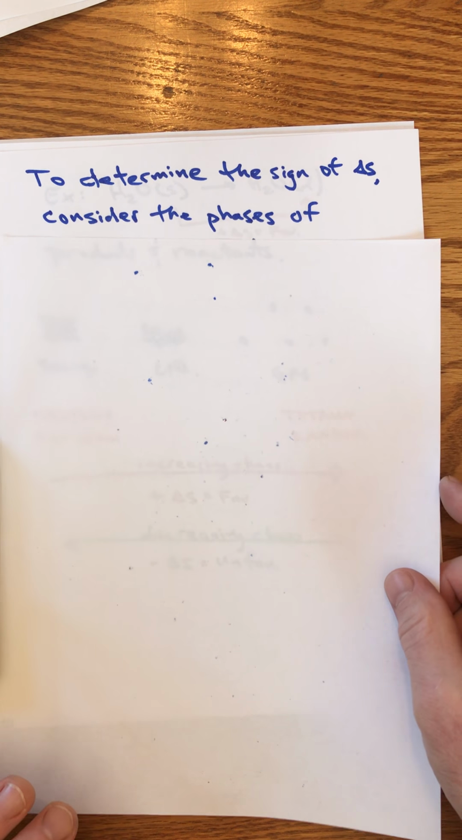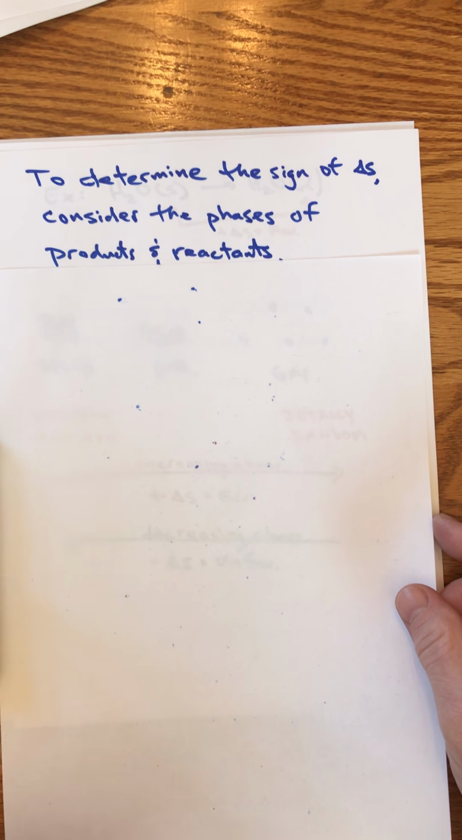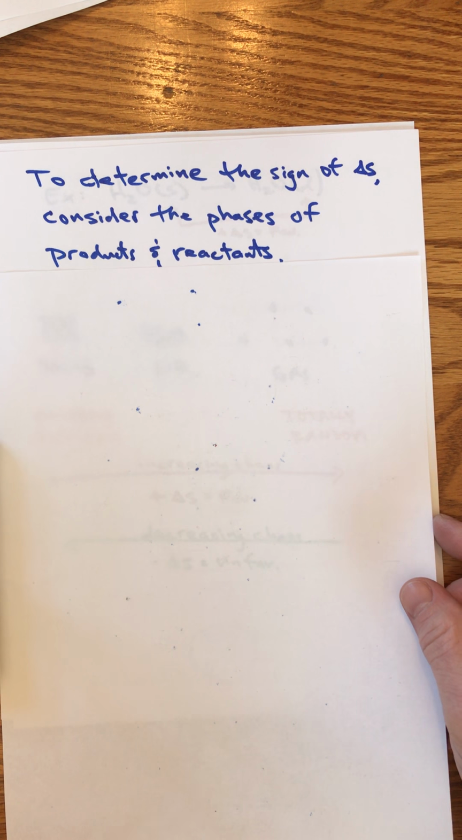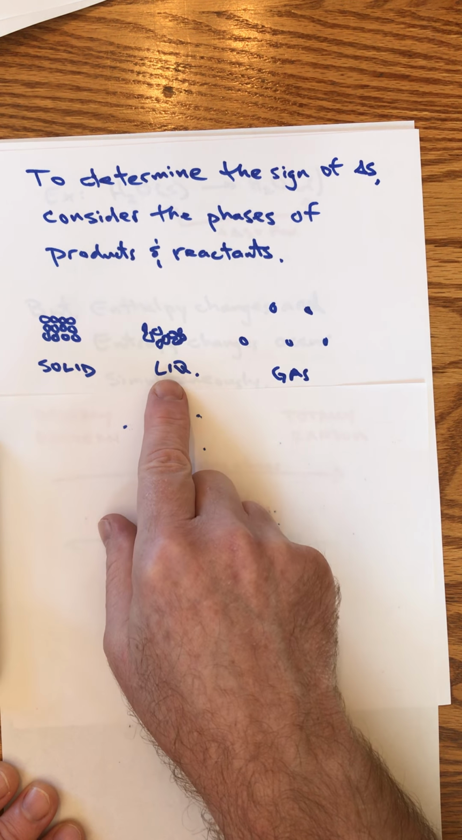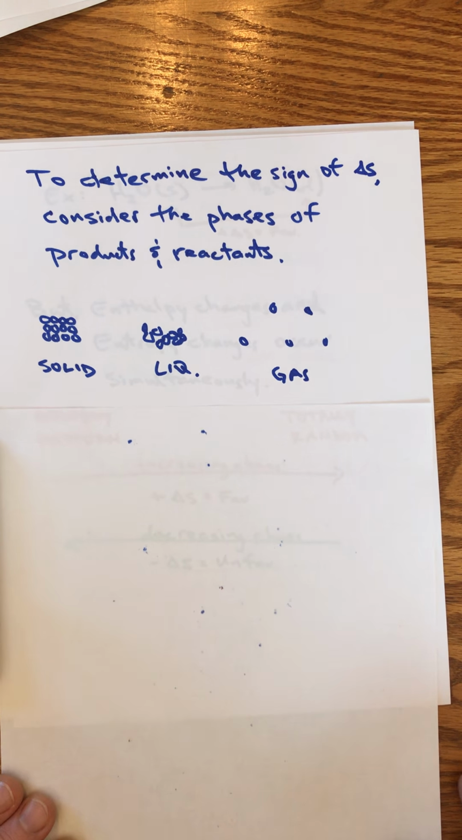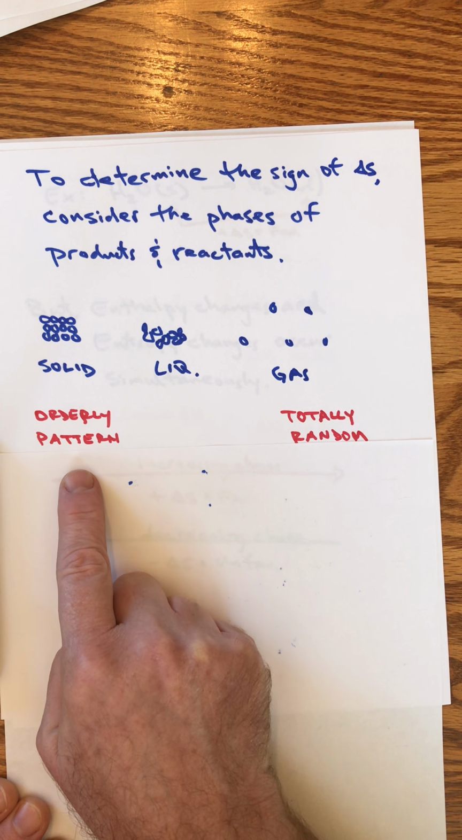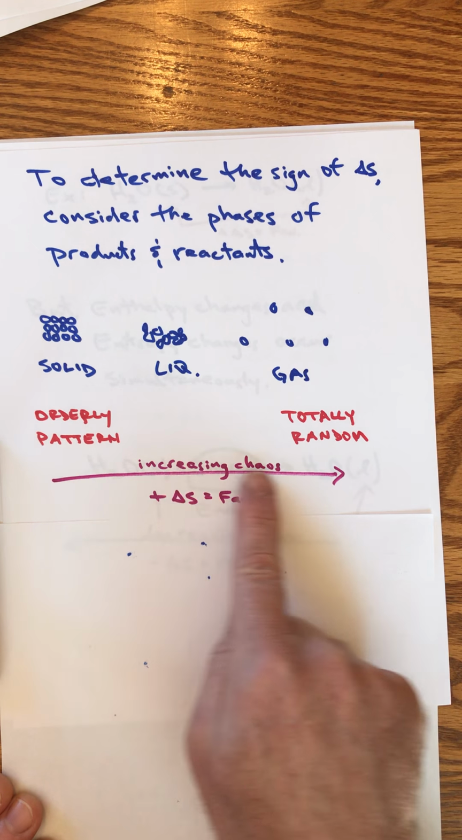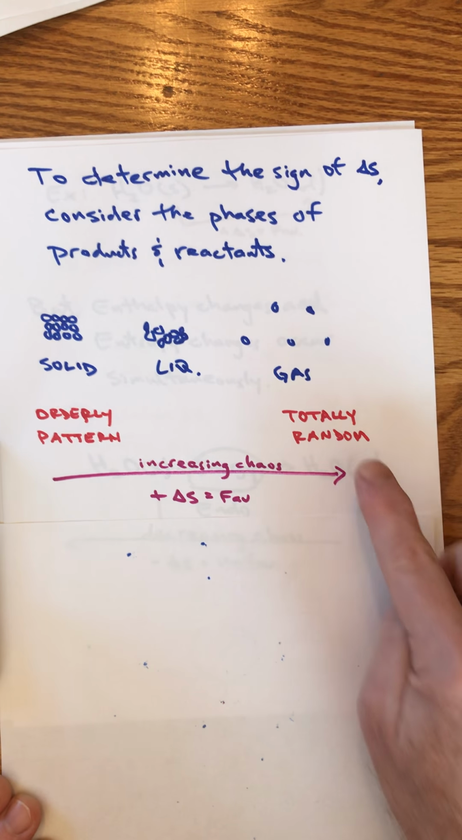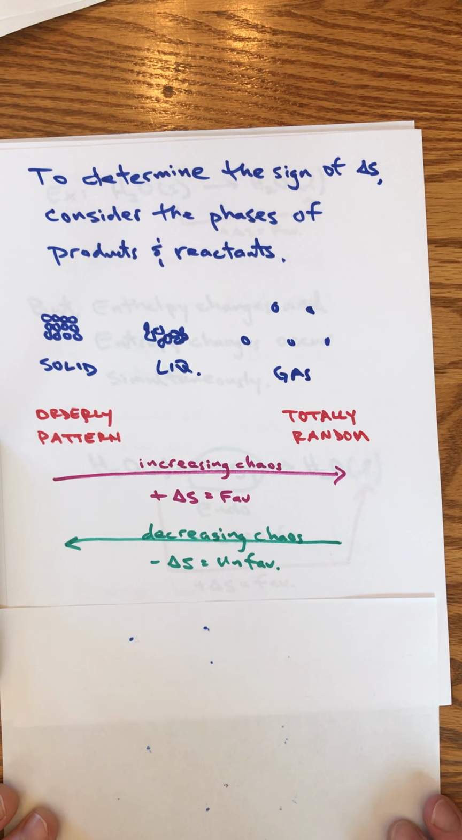To determine the sign of delta S, the entropy term, consider the phases. Look at the products, look at the reactants. You say, okay, well, solids, they're very orderly, liquids are somewhere in the middle, and gases are totally random. So solids have a 3-dimensional crystal lattice, a very orderly pattern. If I'm moving this way, solid to liquid, liquid to gas, I'm increasing my chaos. That's favorable in nature. If I'm moving the other way, I'm decreasing my chaos. That's unfavorable in nature.